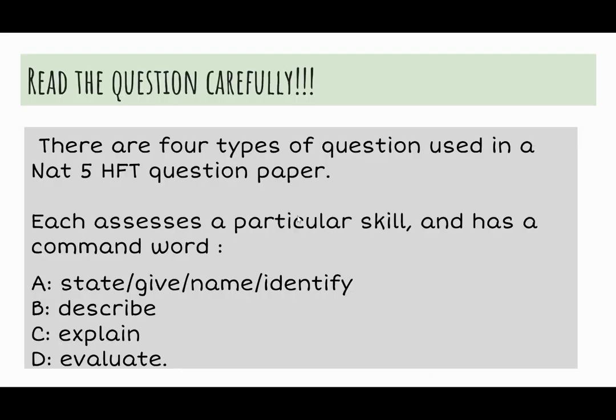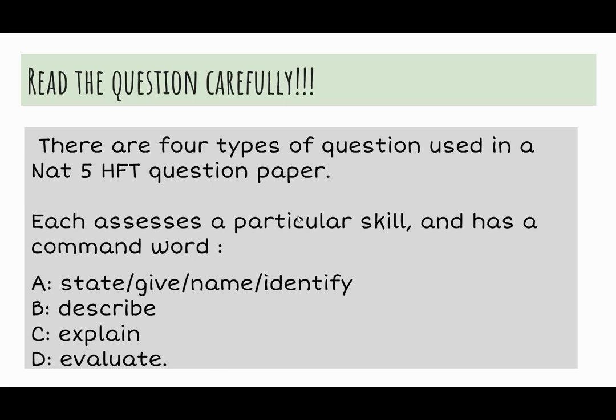So the first thing is, always read the question carefully. There are 4 types of questions that we could be asked in an National 5 Health and Food Technology paper, and each word assesses a particular skill and has a command word. Now, the command word is how the question wants us to answer. So the first one is very straightforward. It's almost like a bullet point answer. State, give, name and identify. We're basically listing the answer. There's no need for a further explanation. These questions are usually worth 1 mark.